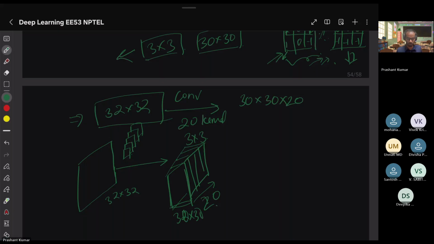Will it be in the same pass? Or one after another we have to do, right? No, you can do it in one pass only. Like, let's say you have this image. One of the kernels will try to find the vertical edges. Another kernel will try to find some curved features. Some kernel will try to find some horizontal edges.